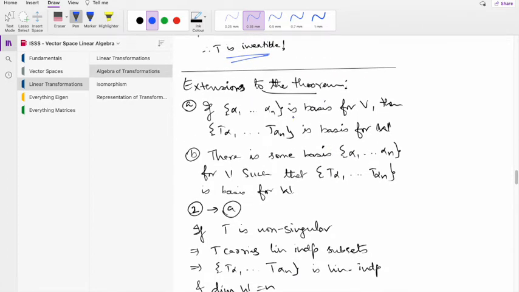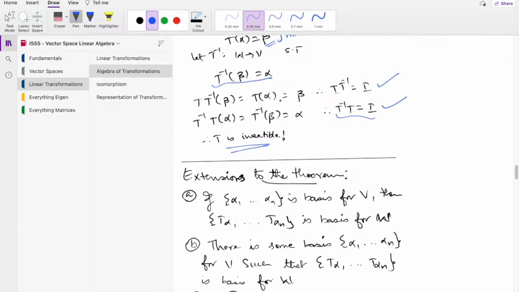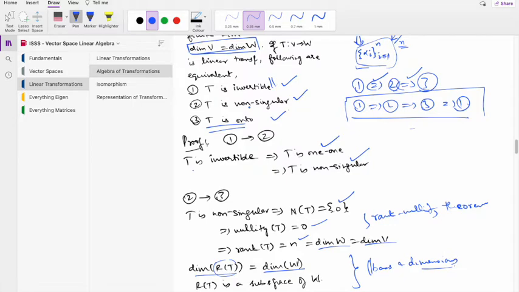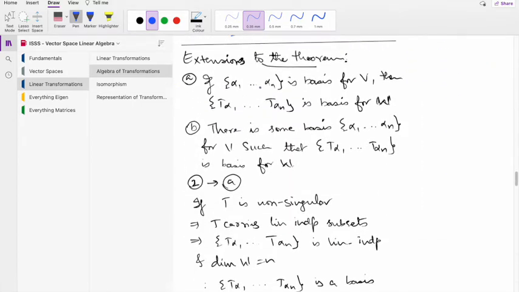What we discussed till now was that T is onto, T is non-singular, and T is invertible. We can extend these conditions even to two more ideas. That is, if alpha 1 to alpha n is a basis for V, and I will have n elements because we have assumed that dim V is n, so I'll have n elements in my basis, then T alpha 1 to T alpha n is going to be a basis for W, right? And since dim V is equal to dim W, the basis for W will also have n elements as shown here.